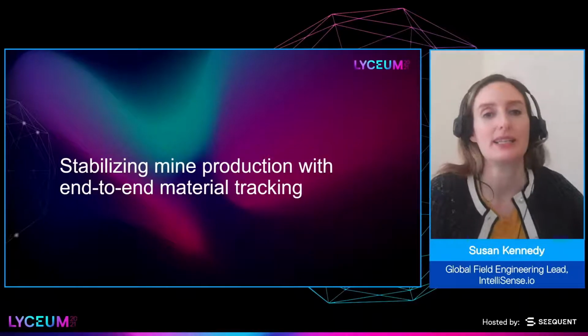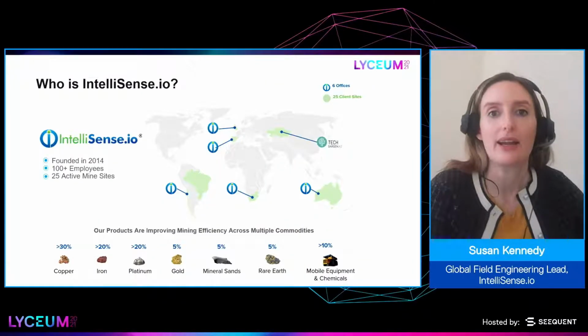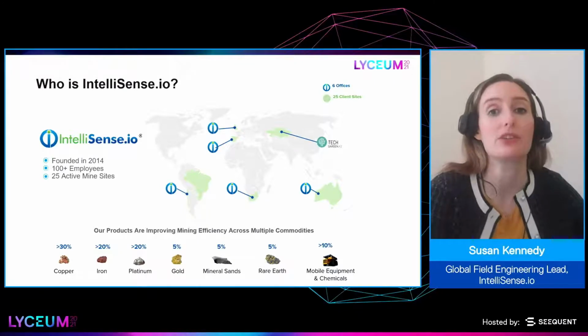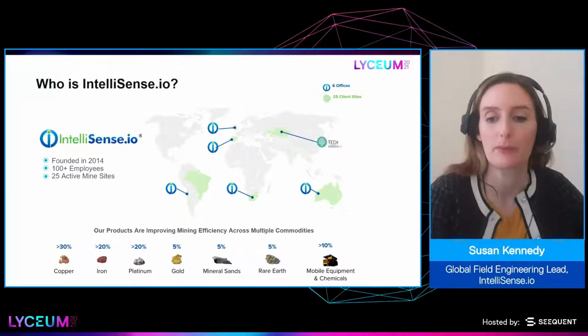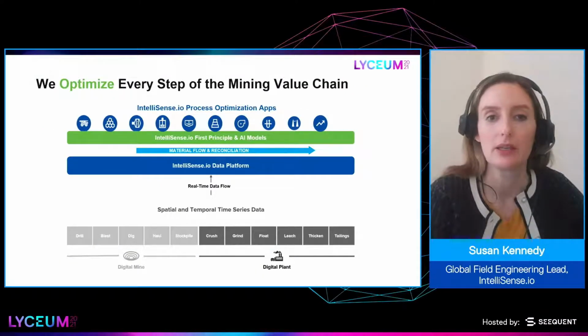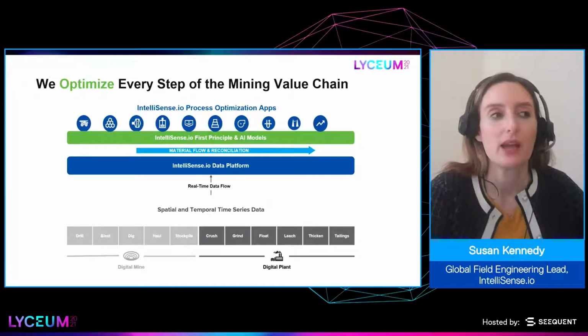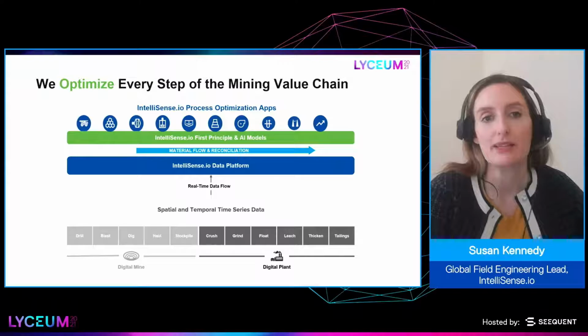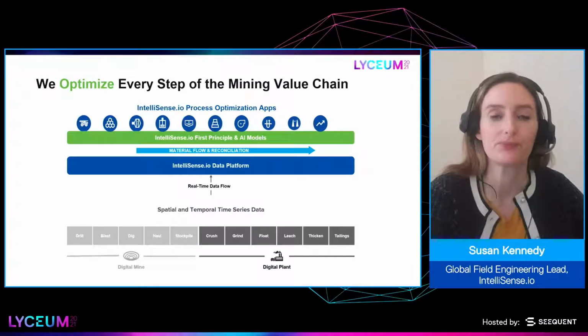I'm here from IntelliSense.io. We are an industrial AI company focusing on the mining sector with a mission to make mining operations efficient, sustainable, and safe through trusted and transparent AI solutions. We optimize every step of the mining value chain. Today, I'm here to talk about stabilizing mine production with end-to-end material tracking.